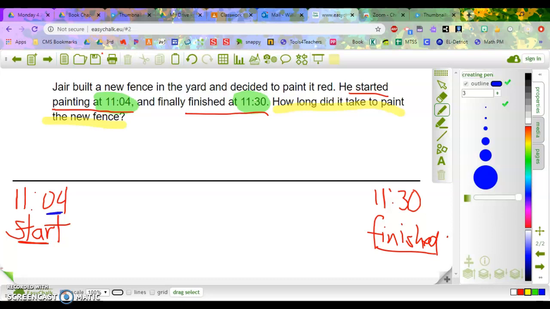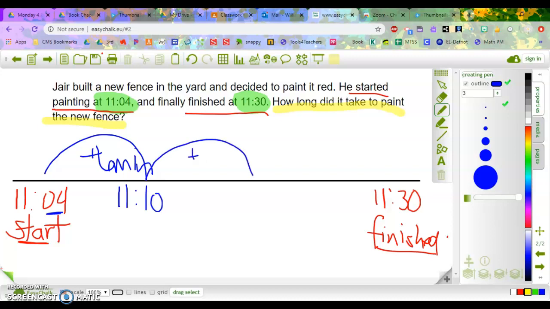So I'm starting here at 04, so I want to get to my closest 10 so that I can be at a friendly number. So I'm going to add 6 minutes. When I add my 6 minutes, I land on 11:10. So now I'm trying to get to 30. So I'm going to make a plus 10 jump, to the 10 minutes that are there, 11:20. Well, from 20 to 30, I just need another 10 jump. And that gets me from 11:20 to 11:30.